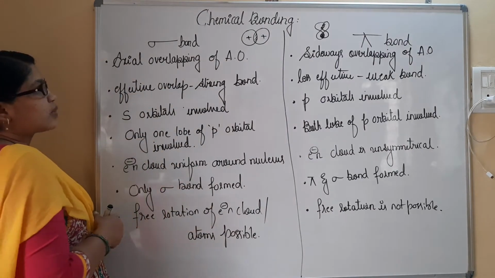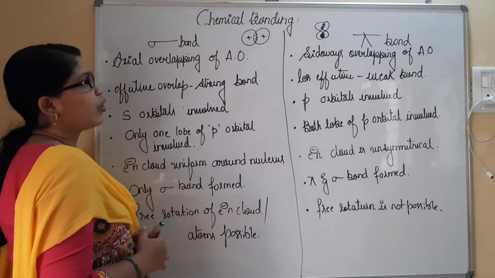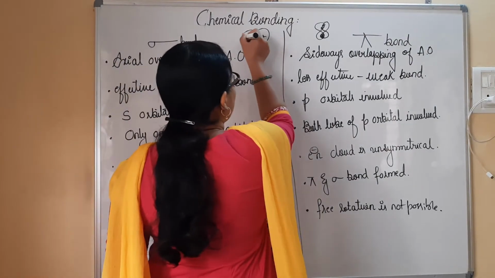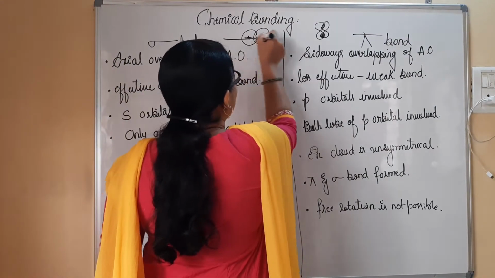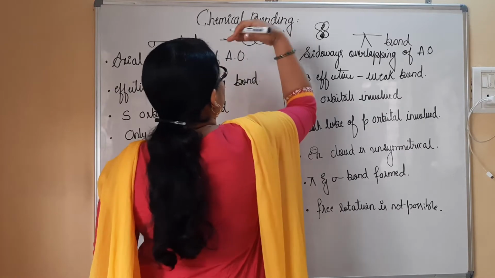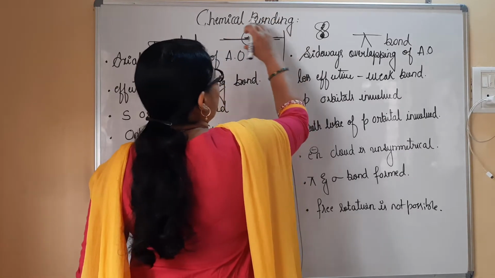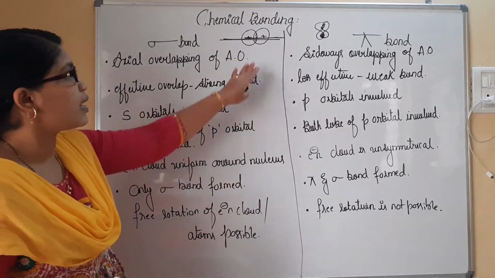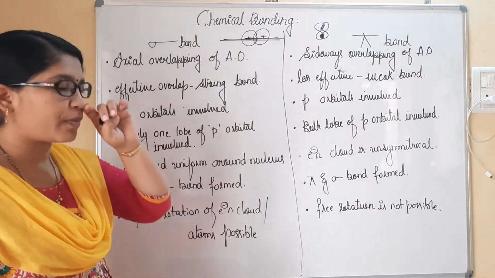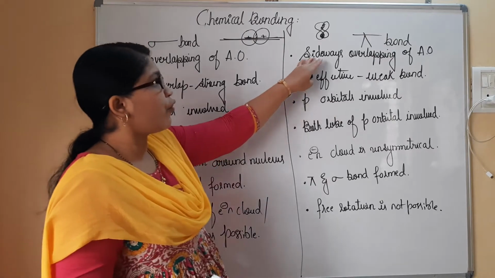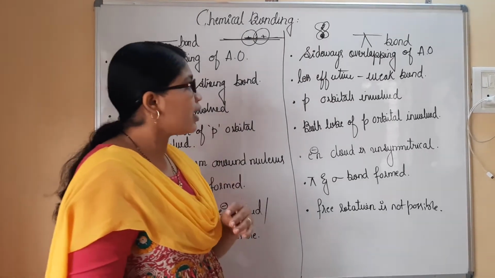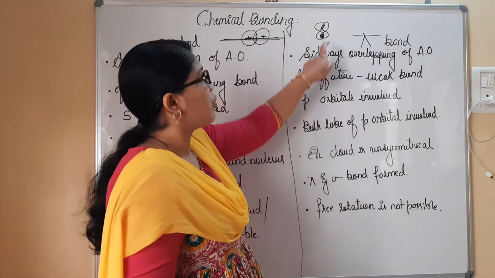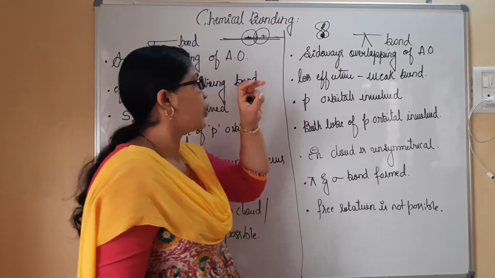As I already explained here, the axial overlapping of atomic orbitals takes place in sigma bond. See, this is the internuclear axis. So they are axially overlapping. Overlapping along the internuclear axis takes place in case of sigma bond formation. Likewise, we have pi bond formation. In case of pi bond formation, sideways overlapping of atomic orbitals takes place, as I have shown here.